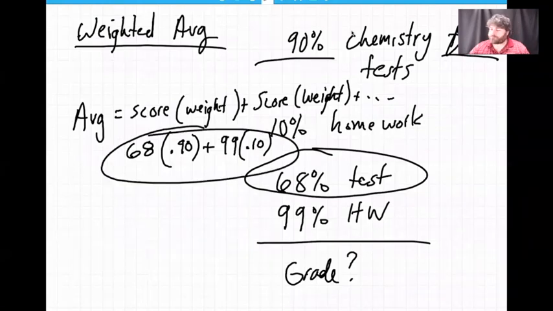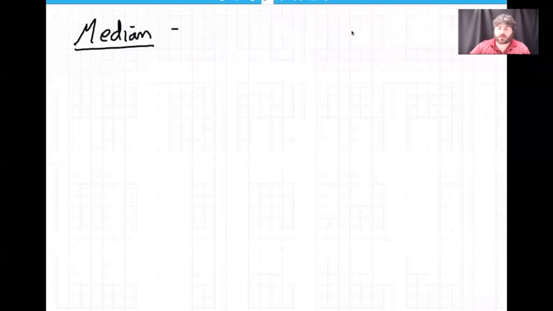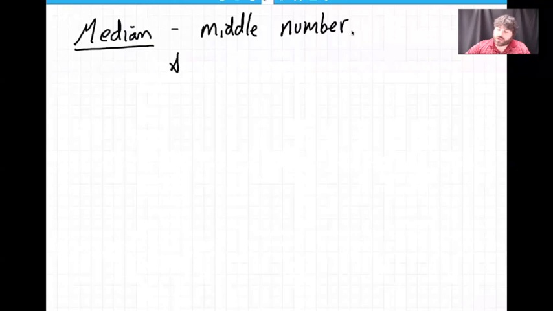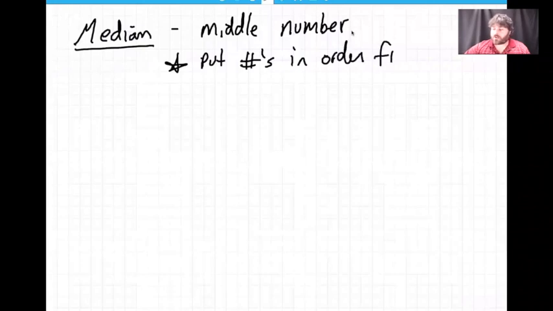All right, moving on. Next central tendency we're going to talk about is the median. All right, I always think about the median. Where's the median when you're driving down the road? The median is the middle. So basically, it's the middle number of a data set. All right. Now, one thing you have to do is you have to put the numbers in order first. Okay. If you don't put the numbers in order, you're not going to get the right median. So first thing you have to do is put the numbers in order, and then you can find the middle.